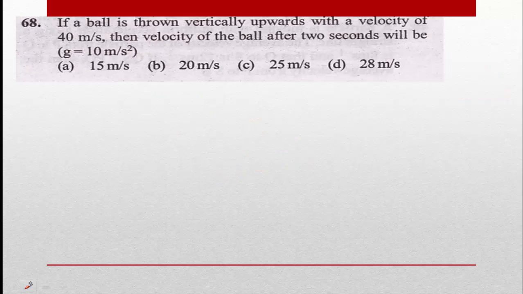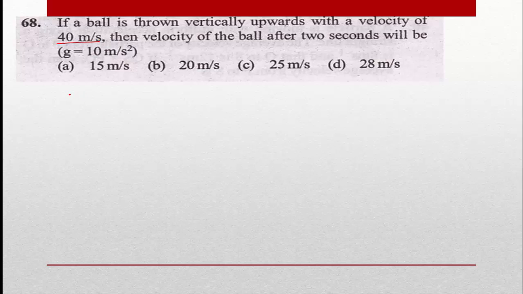Then question number 68. A ball is thrown vertically upwards with a velocity of 40 meter per second. Then the velocity of the ball after 2 seconds will be?